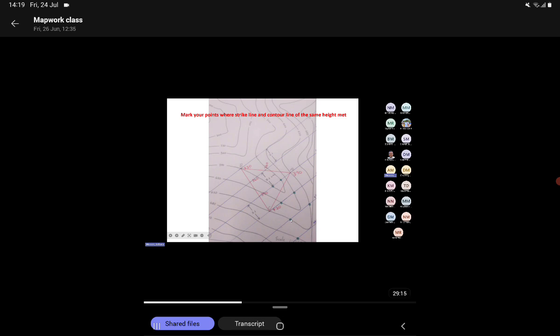I've got a 450 contour line passing here and the 450 passing here on the same 450 strike line. Then on the 480, I've got 1 point here. Then only these green points I'm going to join, and this will give me the pattern of my lower limestone on this particular map. So you join this green and this green.